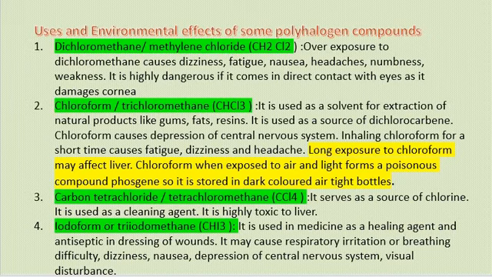Another is chloroform or trichloromethane. It is one of the best solvents for extracting compounds or natural products like gums, fats, resins, and long exposure to chloroform may affect the liver. When it is exposed to air, a poisonous gas is formed because of the oxidation of chloroform, which is called phosgene. So that is why it is stored in dark colored airtight bottles.